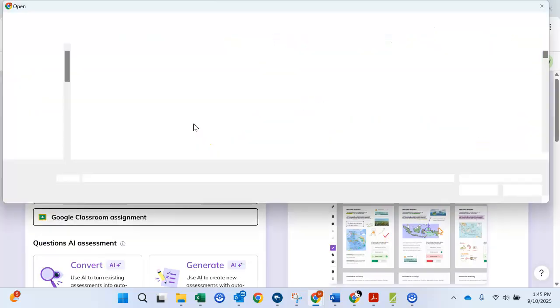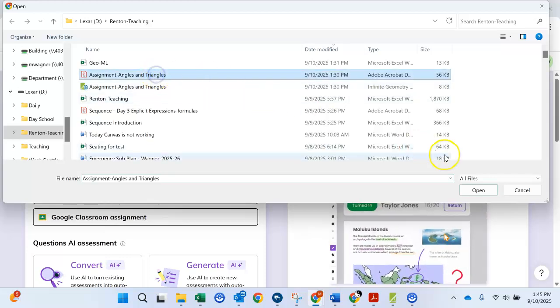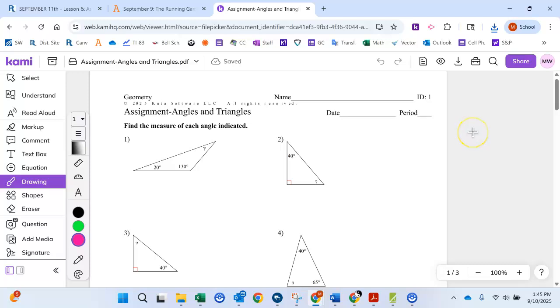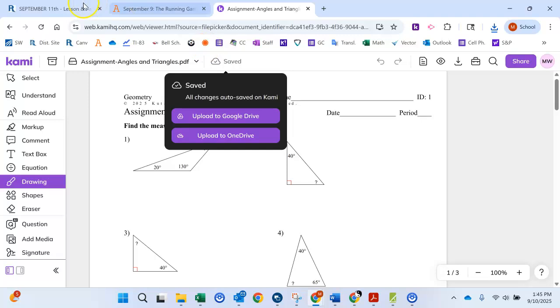my computer. Yours is different. Look for downloads, but for me, it's going to be this one. Make sure you take good notes. You can use your notes on quizzes and tests, and you get this assignment over here. Okay, so this is the assignment.